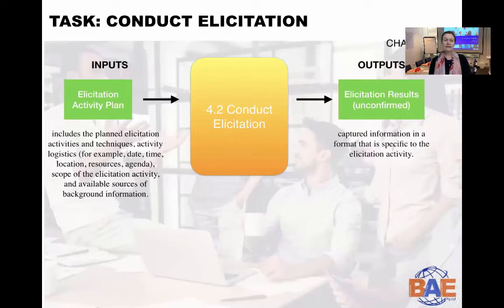So for an input, we've got the elicitation activity plan. As you can imagine, we need to know what the plan for elicitation is in order to be able to execute the elicitation. And this will include the planned elicitation activities and techniques, activity logistics, for example, date and time, location, resources, agenda, and the scope of the elicitation activity and available sources of background information. So it's really a critical input into this particular task.